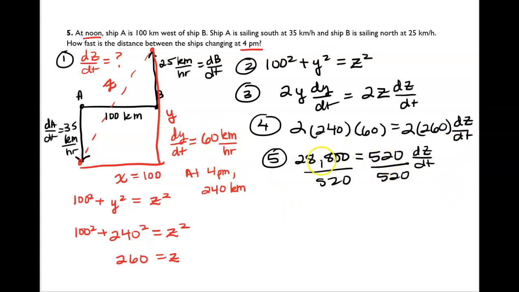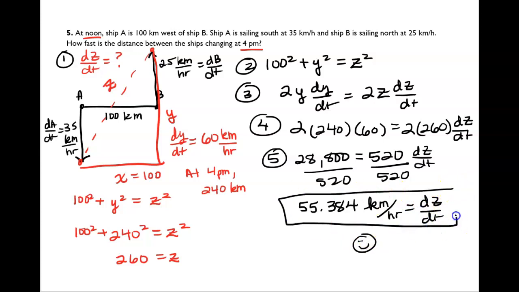If I go ahead and simplify that to a decimal, we always want to use 3 decimal places. 55.384 kilometers per hour is my dz/dt. And let me go back and say we always want to use 3 decimal places unless it tells us some other value, some other place to use.